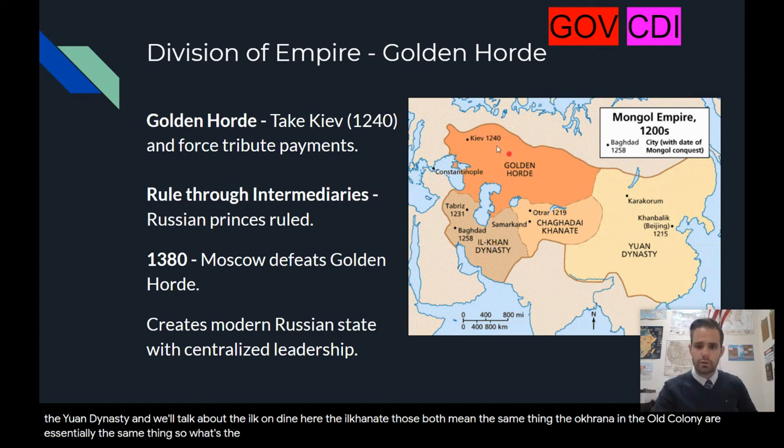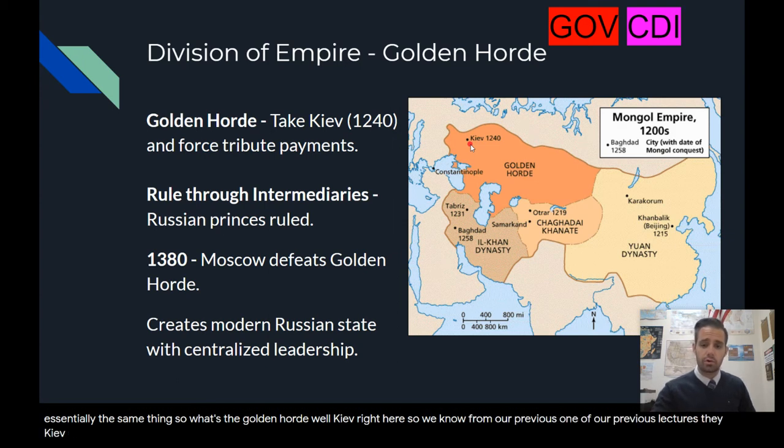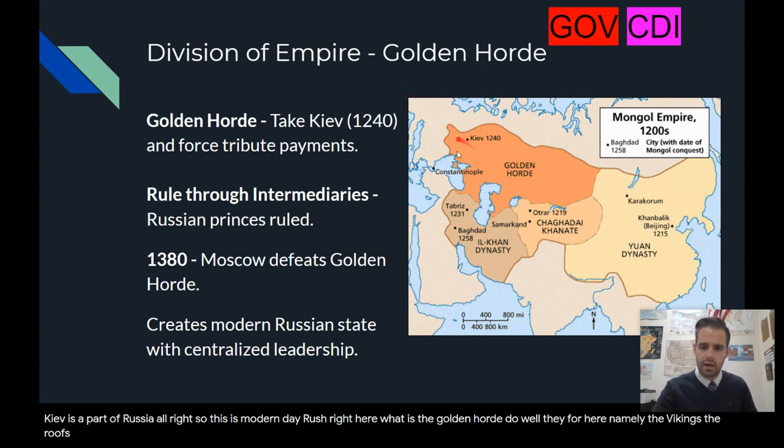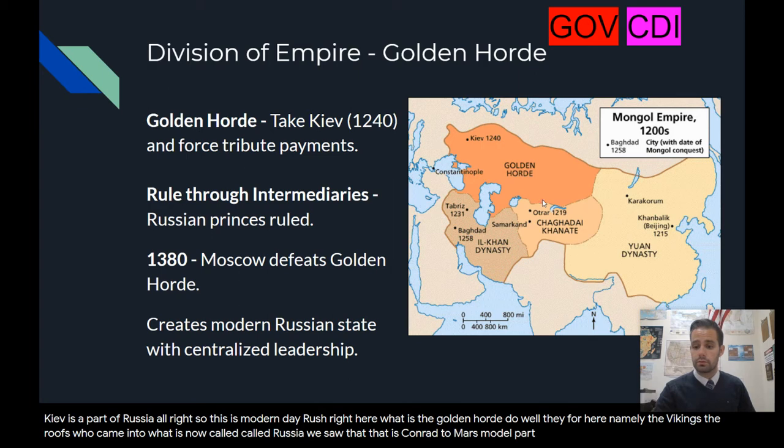So what's the Golden Horde? Well, Kiev, right here. We know from one of our previous lectures that Kiev is a part of Russia. So this is modern day Russia right here. What does the Golden Horde do? Well, they force tribute payments on the people who were already here, namely the Vikings, the Rus, who came into what is now called Russia. We saw that in Conrad Demar's model part three.